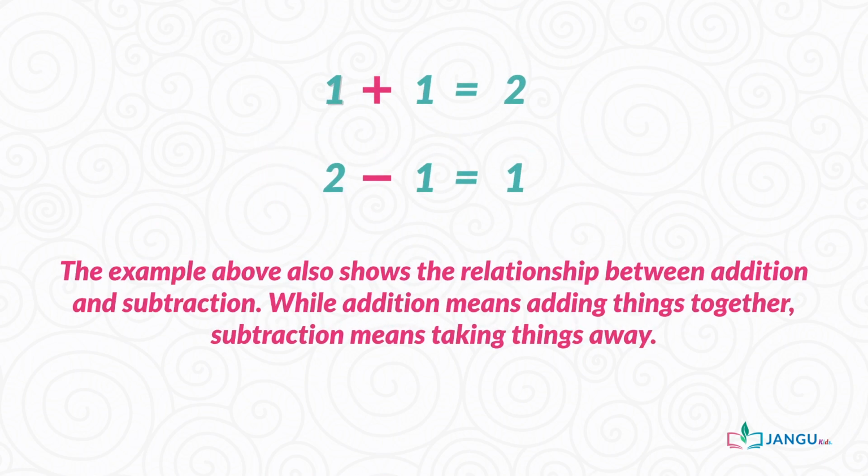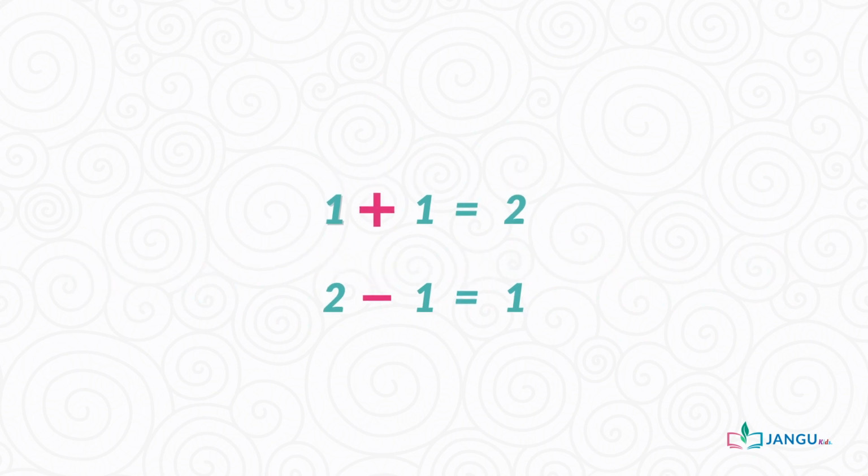The example above also shows the relationship between addition and subtraction. While addition means adding things together, subtraction means taking things away. Addition and subtraction are opposites of each other and undo each other. For example, if you add 1 plus 1, you get 2. But if we take away 1 from the 2, we go back to 1.